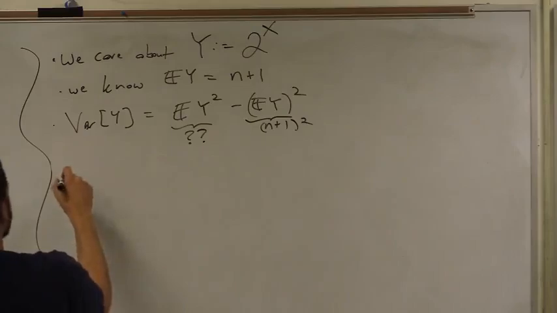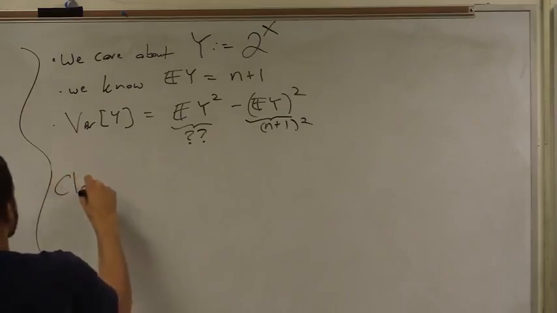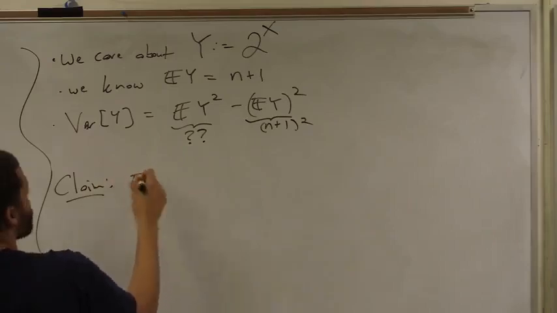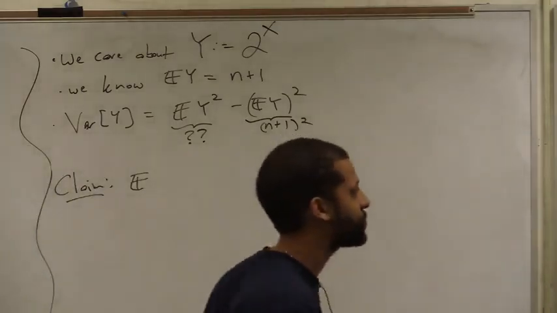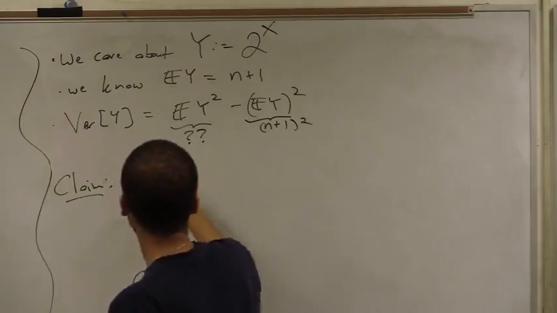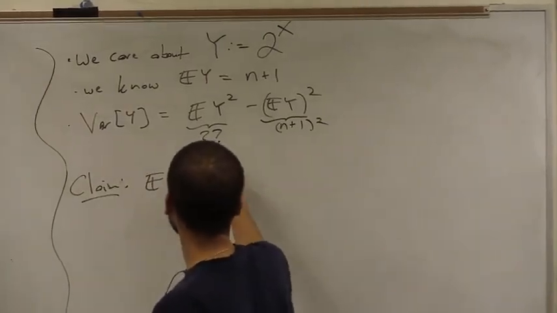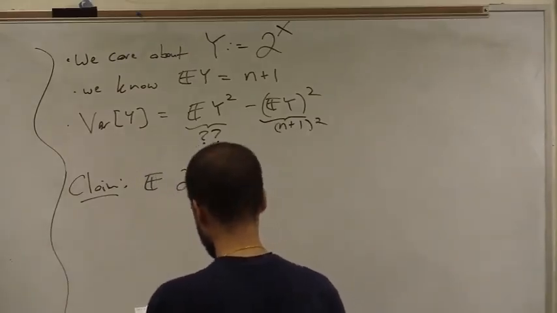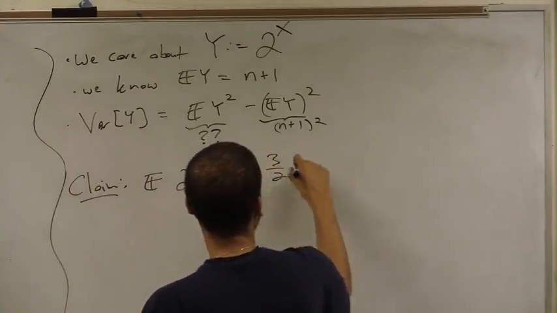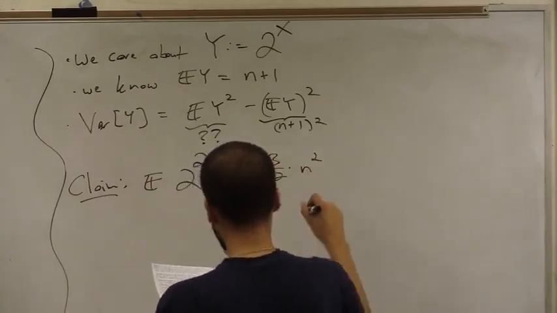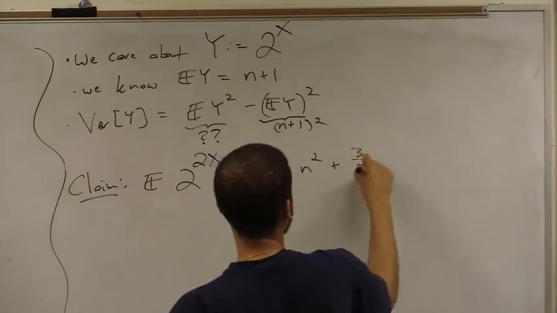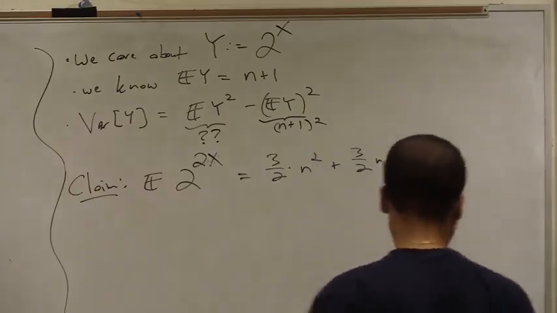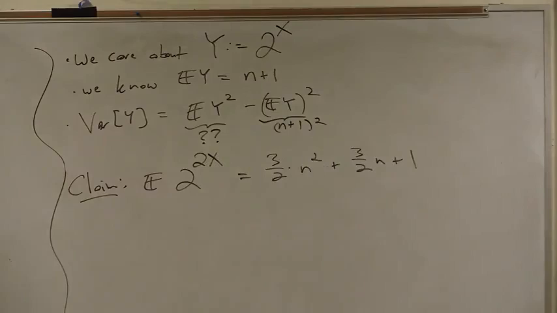So, claim: the expectation of 2 to the x squared, which is the same thing as 2 to the 2x, is equal to, and it's something funny looking, 3 halves n squared plus 3 halves n plus 1. Okay, so let's prove this.